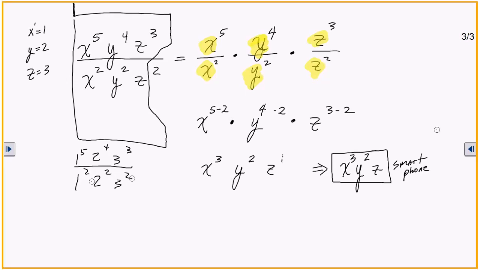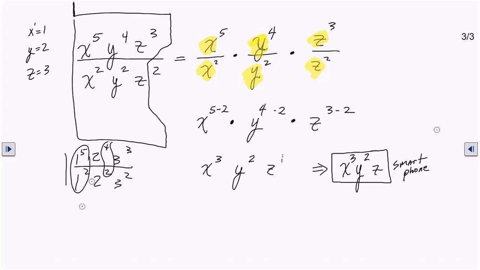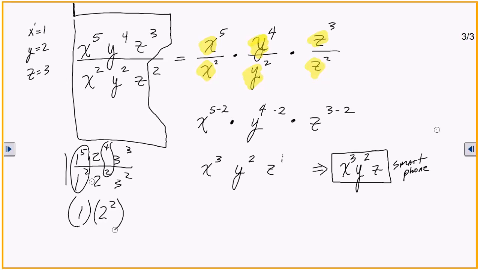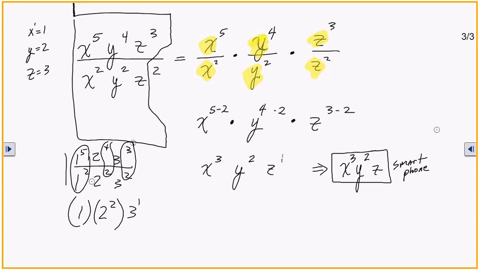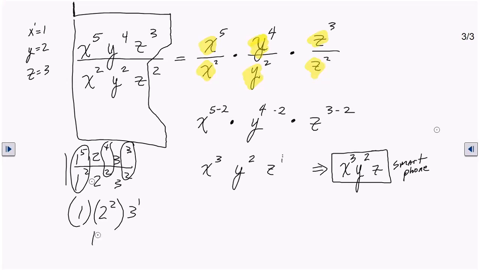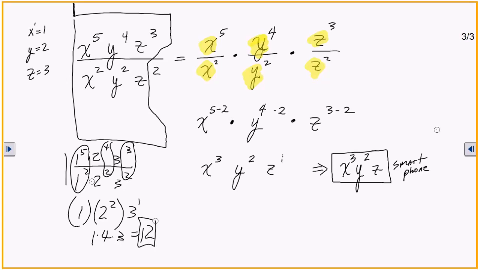Now, 1 over 1 is 1, so that just goes to 1, okay? 2 to the 4th over 2 to the 2nd, we can subtract those exponents and you get 2 to the 2nd. So 1 times 2 to the 2nd, and then 3 to the 1st, because 3 minus 2 is 1. And that's going to give you 1 times 4 times 3, which is 12. So I just made a phone call with my brick phone.